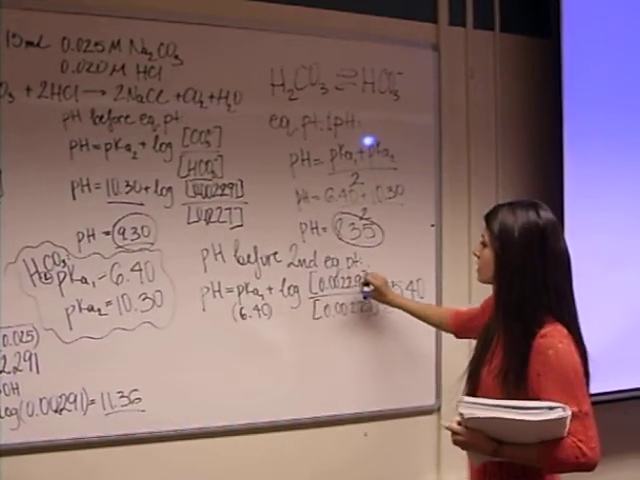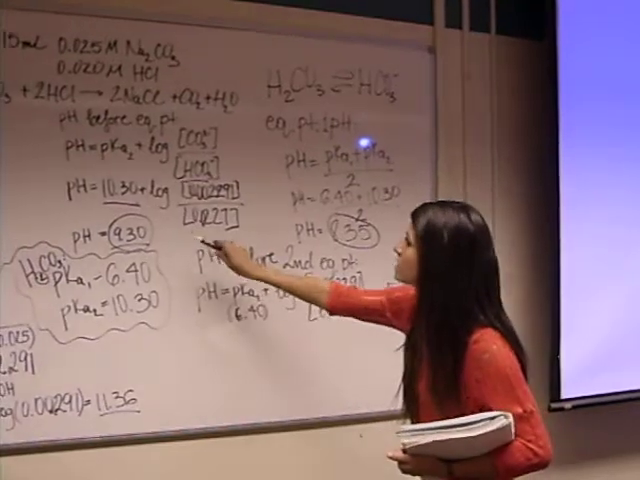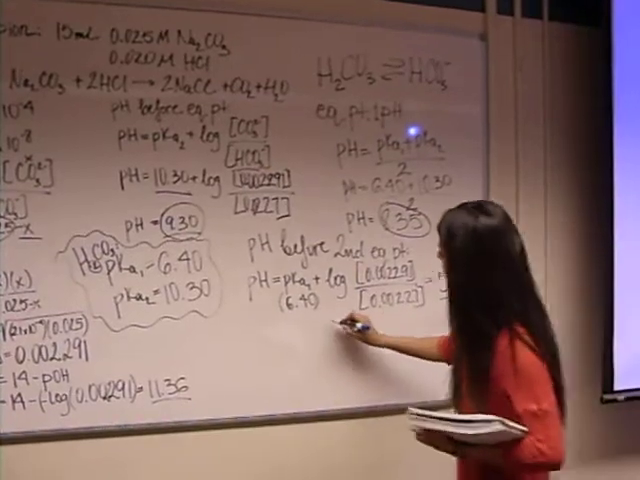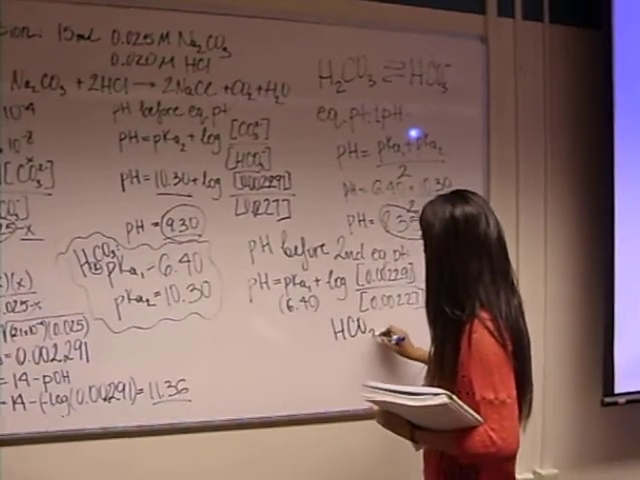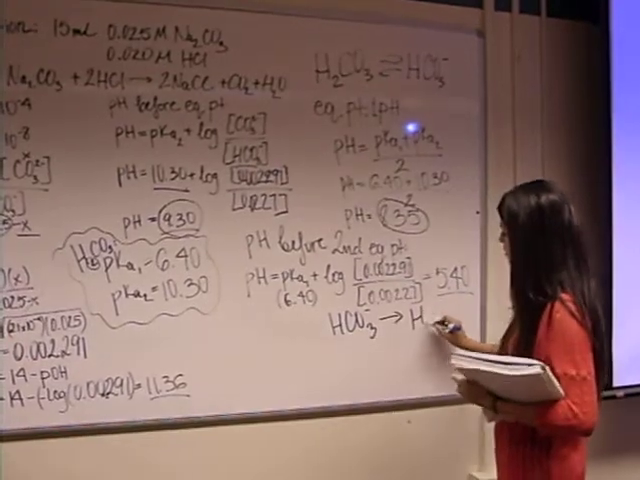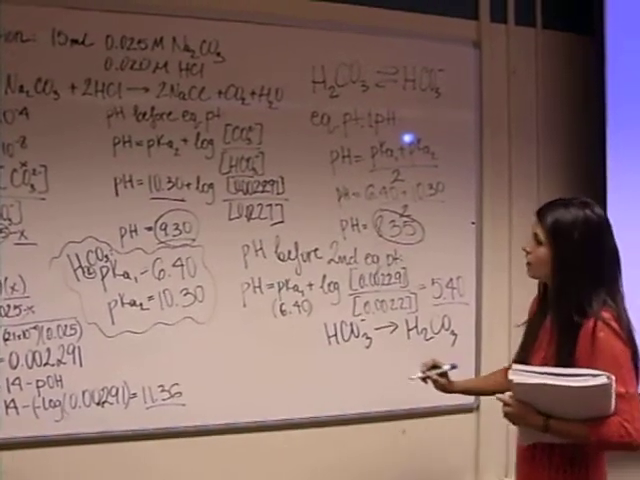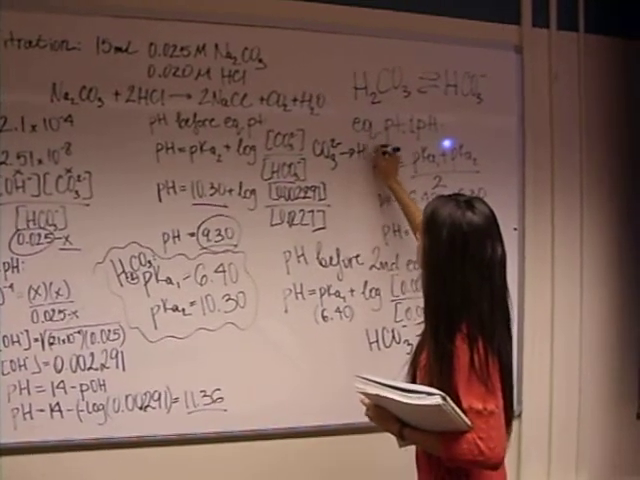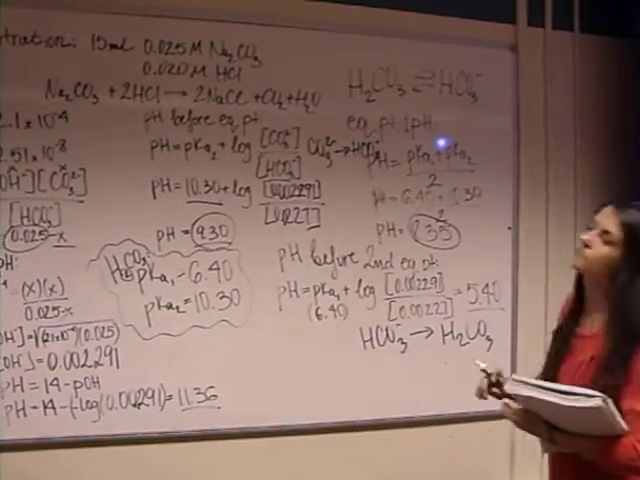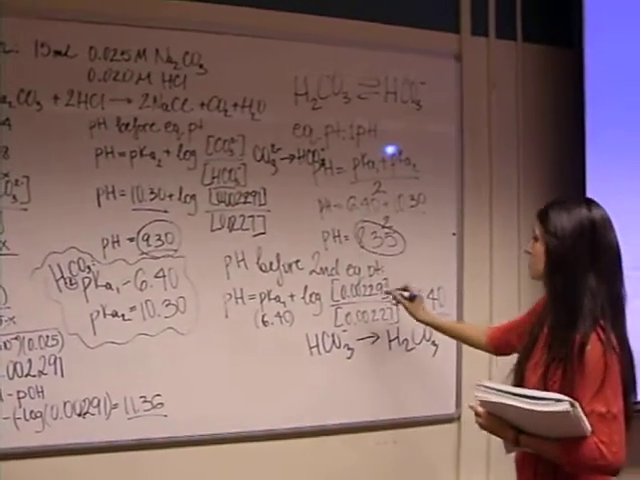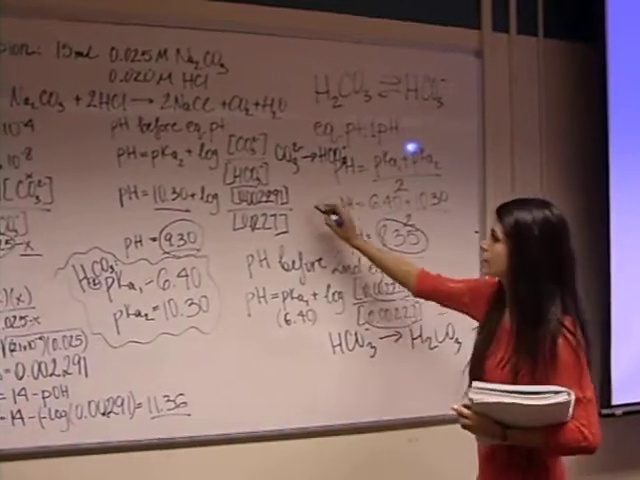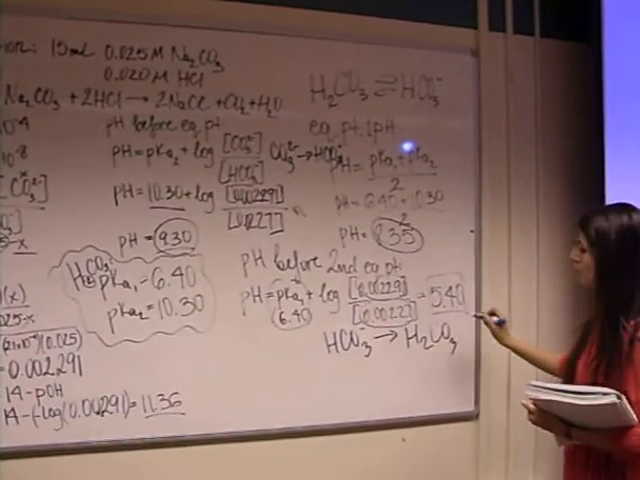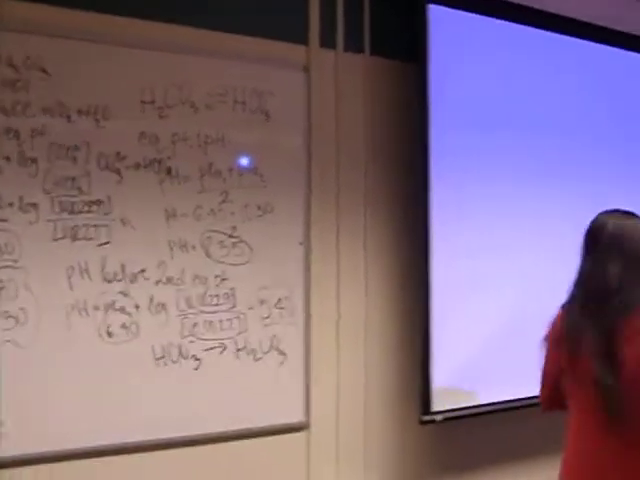Then the pH before the second equivalence point is found the same way as the first one, using just the different pKa value, because at this point HCO3 minus becomes H2CO3, and here it was CO3 2 minus becomes HCO3 minus. So at this point, use the same concentrations as I did here, just use a different pKa, and found the pH value of 5.4.